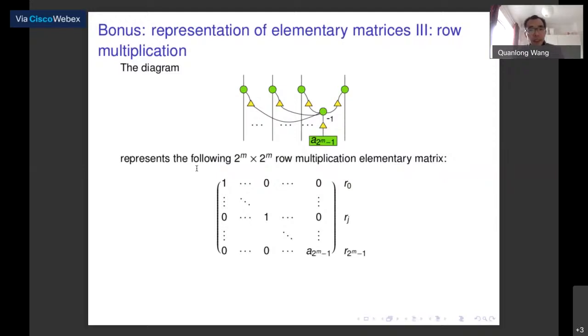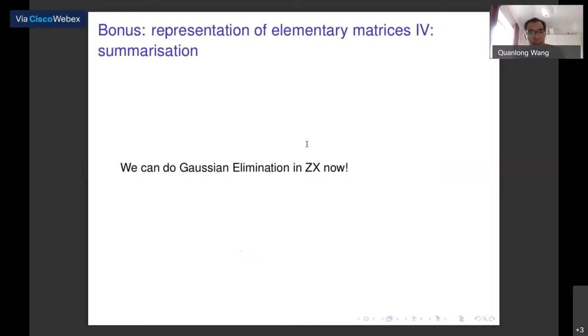And the last one is row multiplication. Here you just need to represent the multiplication on the last row. If you want to multiply another row, you use row switching, which we already have. This diagram is very easy in the ZX calculus: it's just the general AND gate connected to each wire, using green nodes, and here is the coefficient you want to multiply with. So it's very simple for row multiplication on the bottom row, and the others can use row switching. Okay, so that means we can do all the elementary matrices in the ZX calculus.